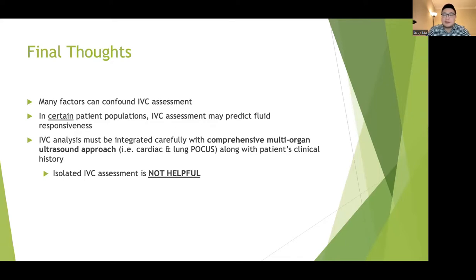To summarize, many factors can confound the IVC assessment. In certain patient populations, IVC assessment may predict fluid responsiveness. And finally, as I've just talked about, the IVC analysis must be done with a comprehensive approach, and an isolated IVC assessment is not helpful.